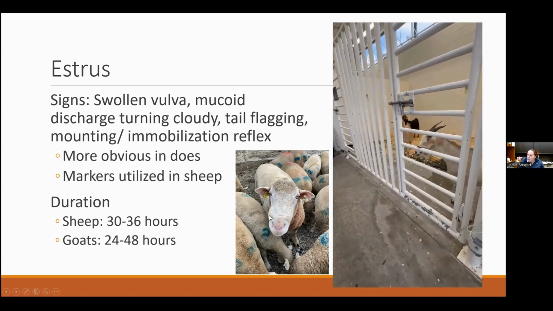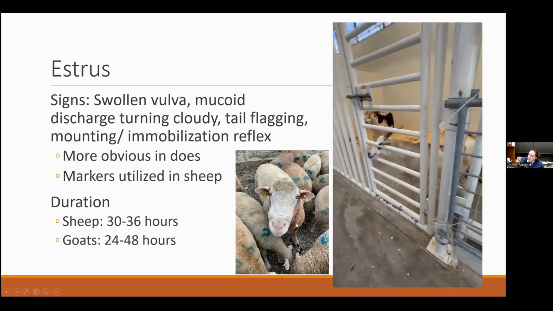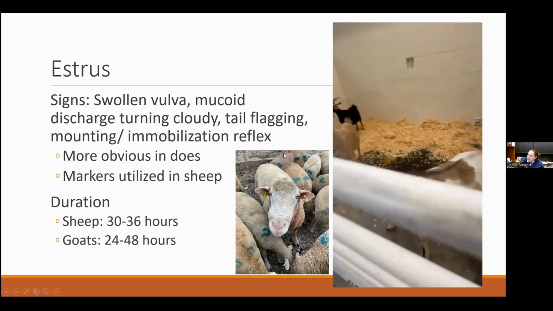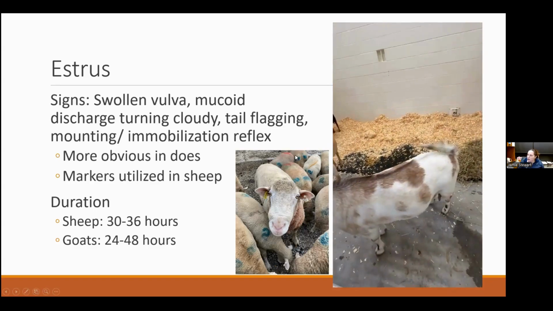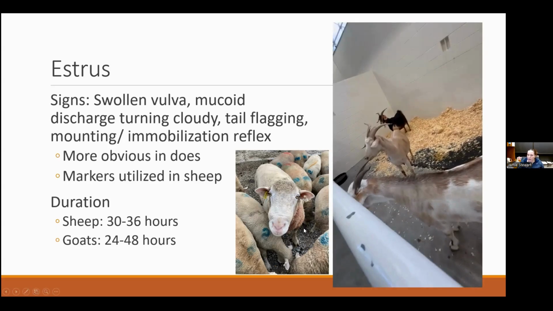And then with sheep, they tend to be a little bit more stoic and not show as much, so just sticking a marker on them usually is sufficient. You can see back here they've got little marks on their butt from where he was mounting them, by having a chest marker on. The duration of estrus for sheep is about 30 to 36 hours. Goats, it's more variable and can vary by breed, so about 24 to 48 hours.